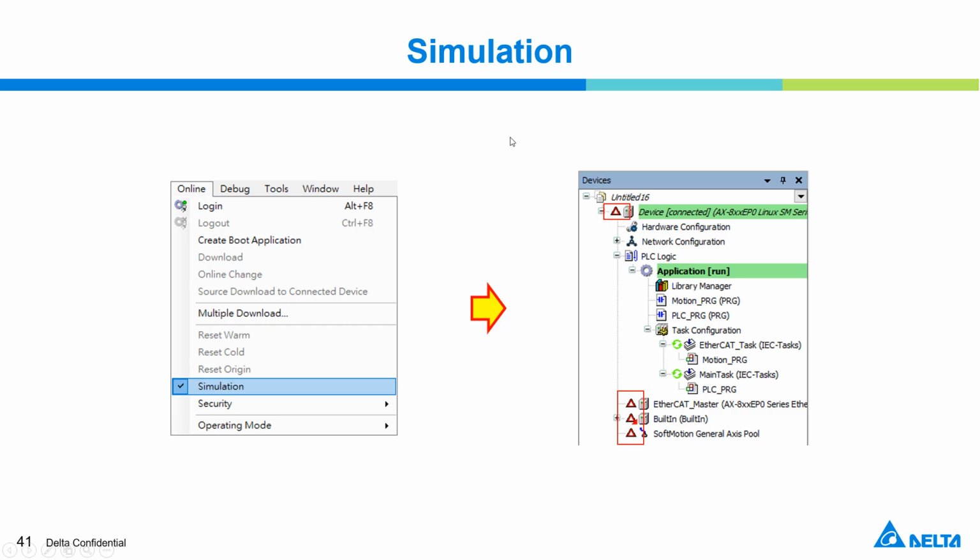And this one is about the simulation function. Sometimes you don't have the real servo, but you have a real case or project, then you can start the programming first, and you can use the simulation function just on your laptop without any real AX controller or servo. This function can help you do the debugging and pre-coding before the real project starts.